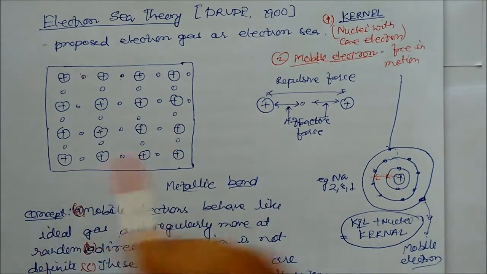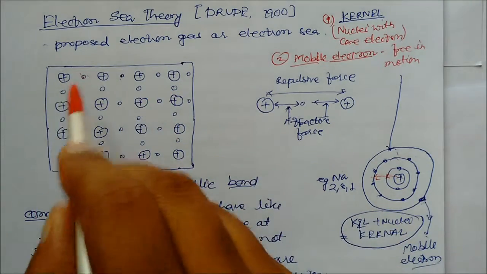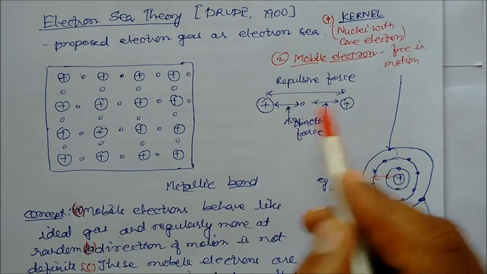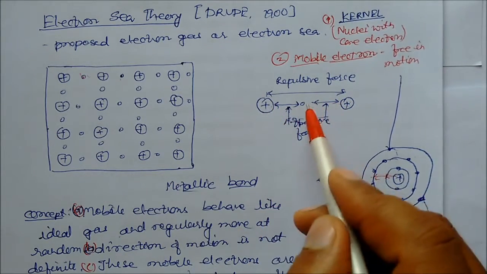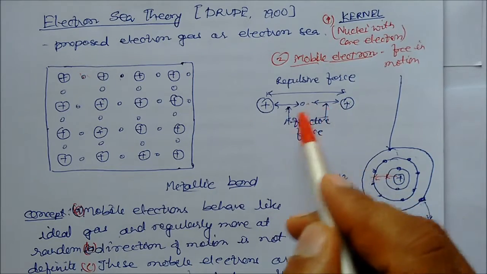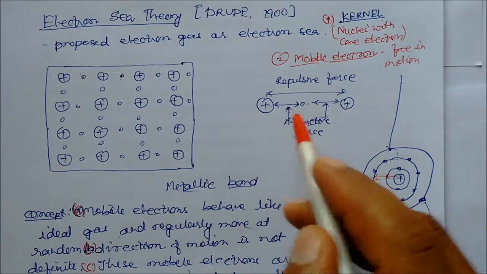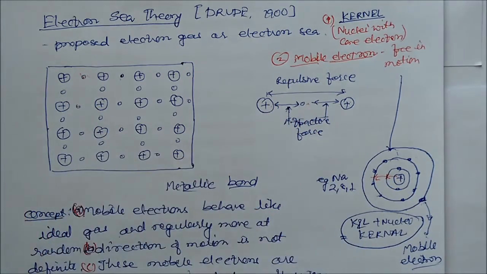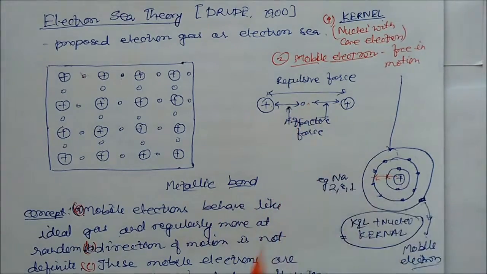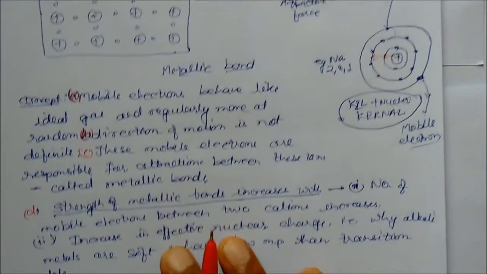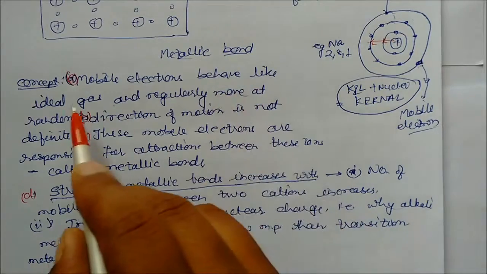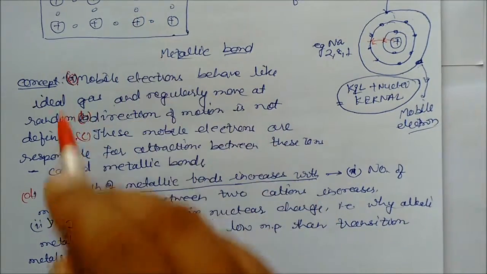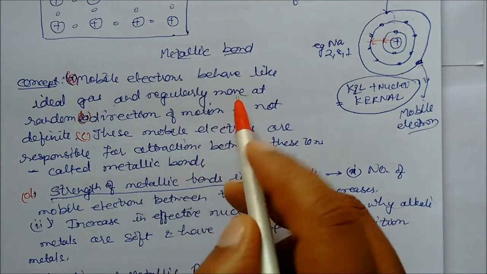Take this one case. There are two nuclei, so they can repel each other, but electrons are present between them, so they attract each other. Due to this net attractive force, the bonds become stronger and stronger. The concept here is that mobile electrons behave as an ideal gas. These electrons behave as an ideal gas and regularly move at random. They can move in any direction.